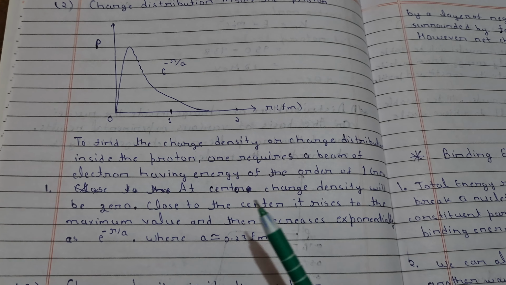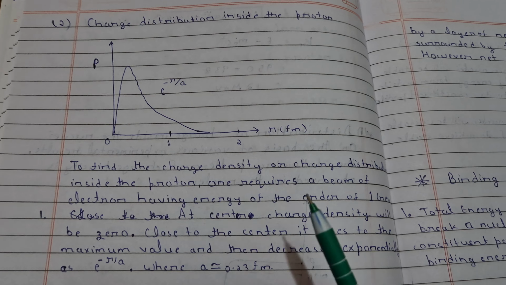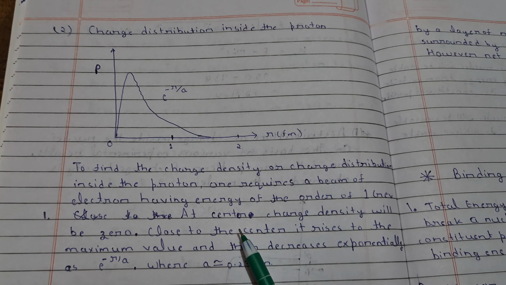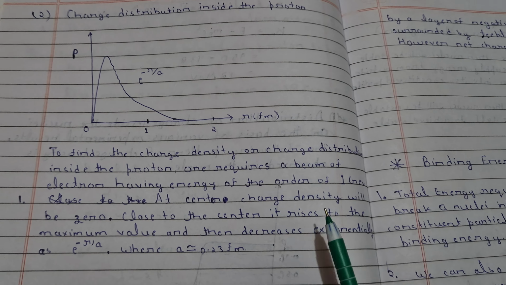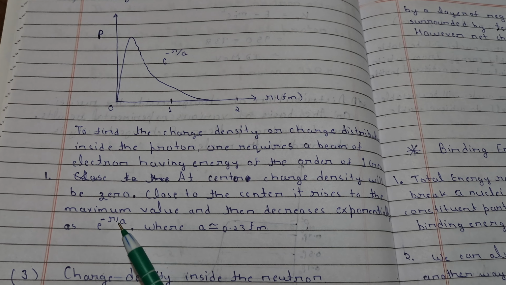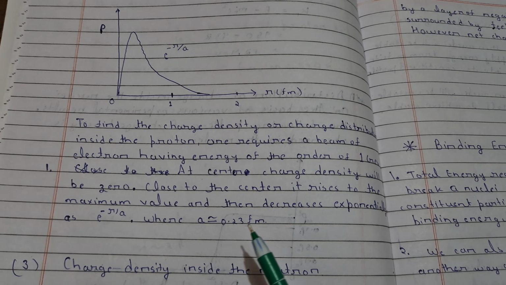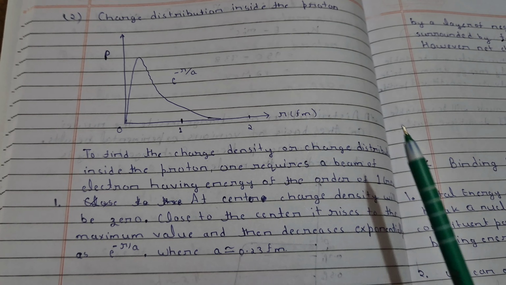To find the charge density or charge distribution inside the proton, we require a beam of electrons having energy of the order of 1 giga electron volt. At the center, charge density will be 0. Close to the center, it rises to the maximum value and then decreases exponentially as exp(-r/a), where a is approximately 0.23 Fermi. So you must remember this graph, and that is all you need.